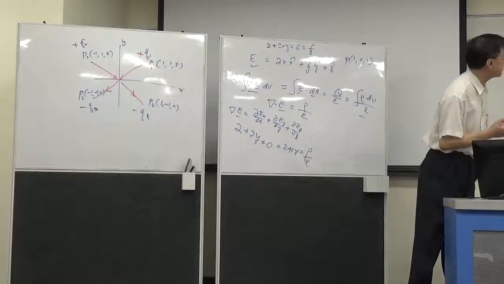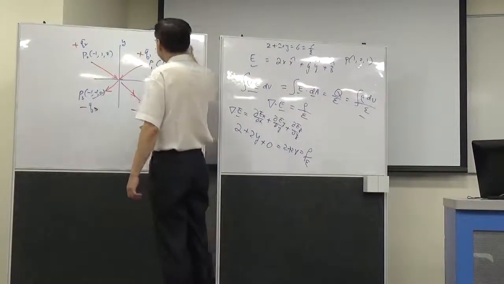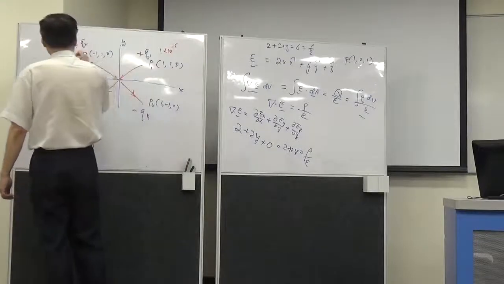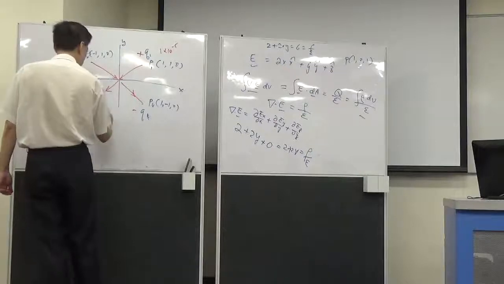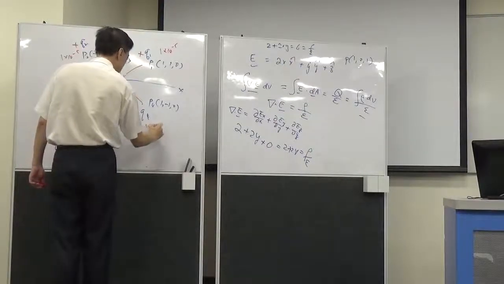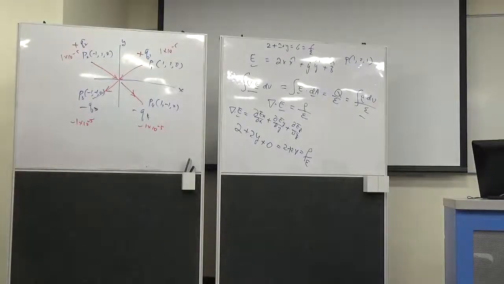So now, what is Q1? Q1 is 1 times 10 to the power minus 5. This is 1 times 10 to the power minus 5. This is minus 1 times 10 to the power minus 5. This is minus 1 times 10 to the power minus 5. Now, what is the total electric field at the origin? Can somebody tell me?